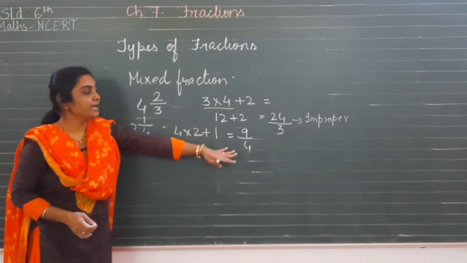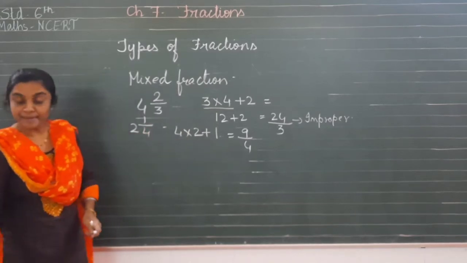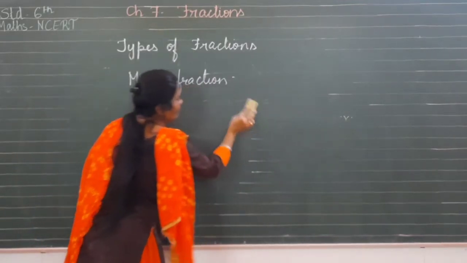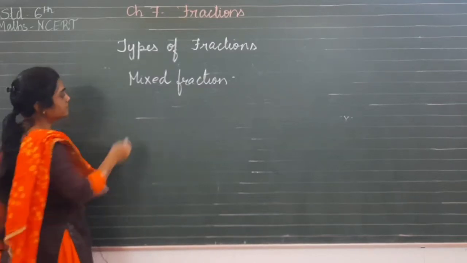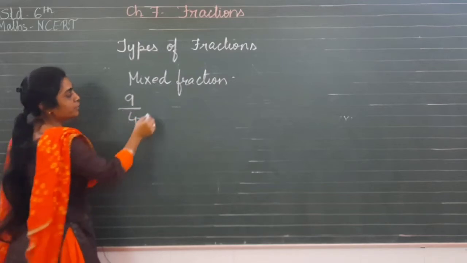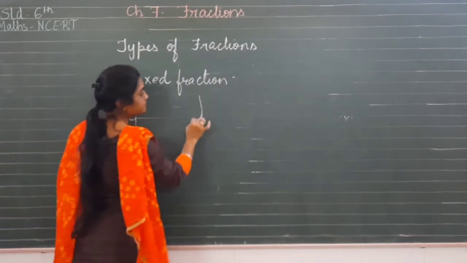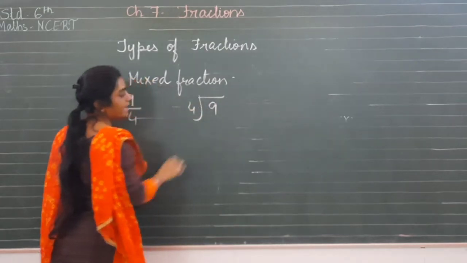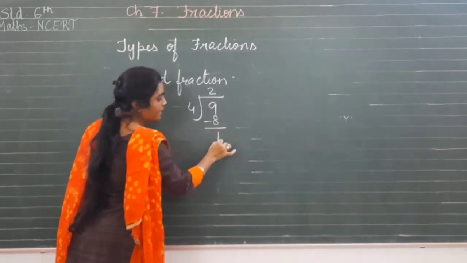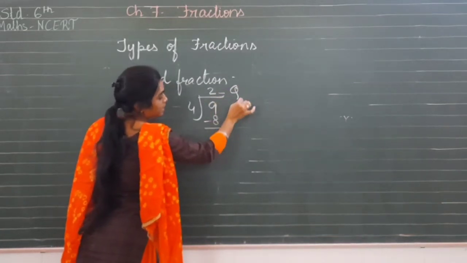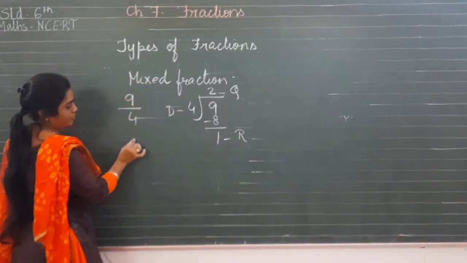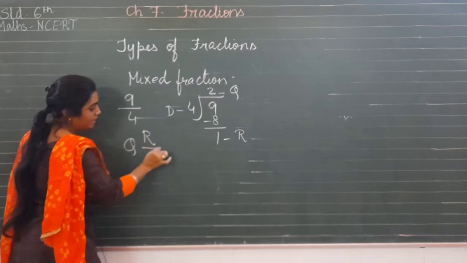Now let us see how an improper fraction can be converted into a mixed fraction. 9 upon 4. To convert an improper fraction into a mixed one, we will divide it. 9 divided by 4. 4 2s are 8. 9 minus 8 is 1. We know this is called the quotient, this is called the remainder, and this is called the divisor. According to the formula, we will write Q R D.